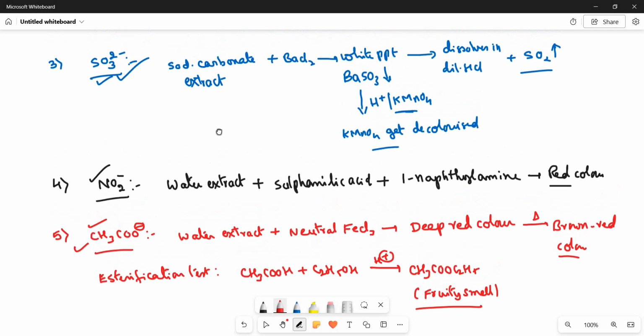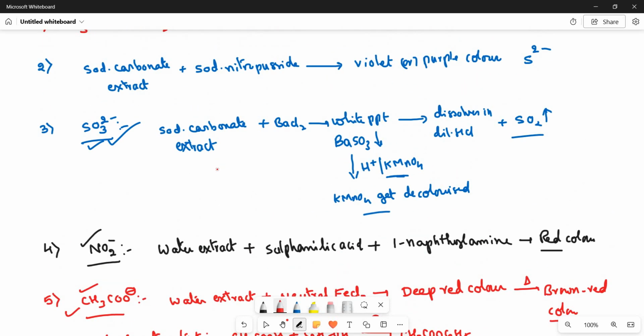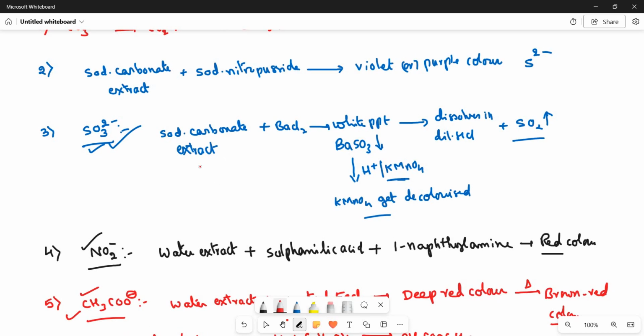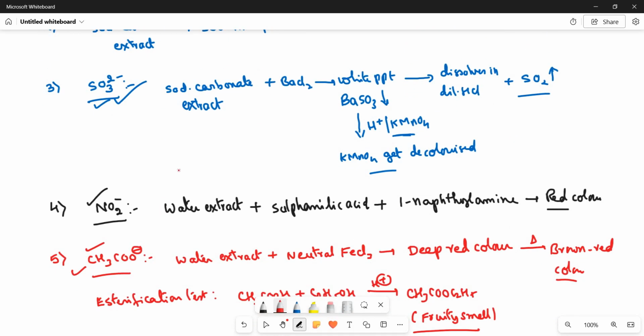So using these shortcuts and knowledge, you will be able to solve the questions regarding the water soluble and water insoluble salts, and the anions that react with dilute sulfuric acid.